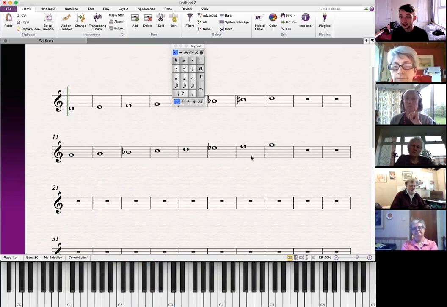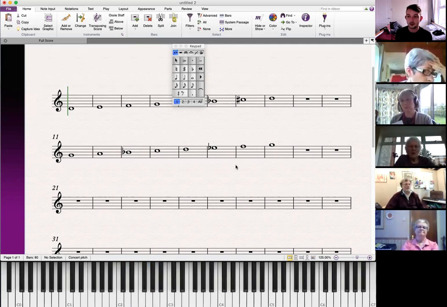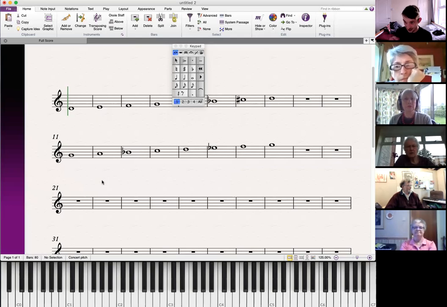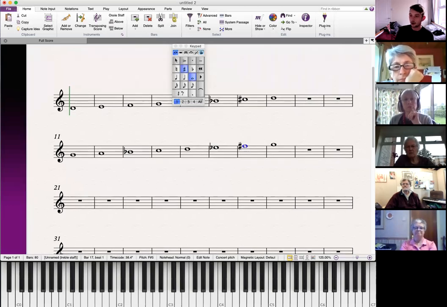For the harmonic minor scale of G, what would we need to do to turn that into a harmonic minor scale? Raise the F. Yeah, raise the seventh. That's it. So G, A, B flat, C, D, E flat, F sharp. There you go. That is now the harmonic form of the G minor scale, and that sounds like this.